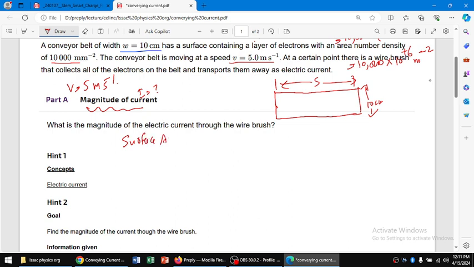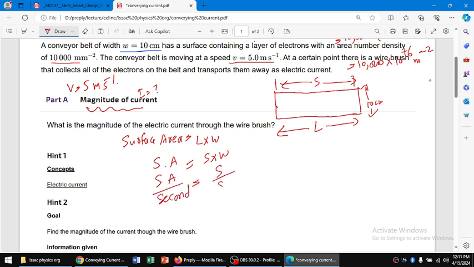As we know, surface area is length into width, so this distance s is actually the length, so distance s into w is the surface area. And surface area per unit time is equal to distance s per second multiplied by width. As our distance per unit time is actually the speed, that is v into w. So the surface area per second is equal to speed multiplied by the width.